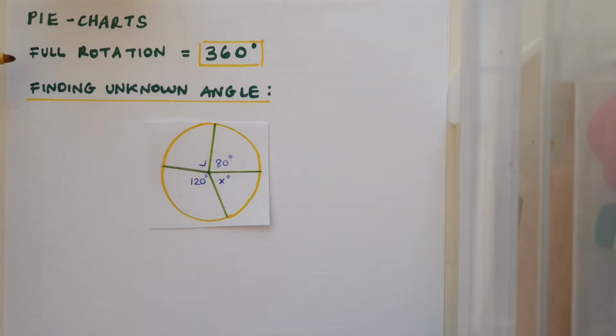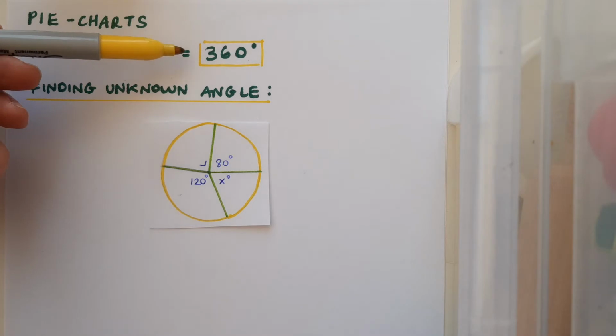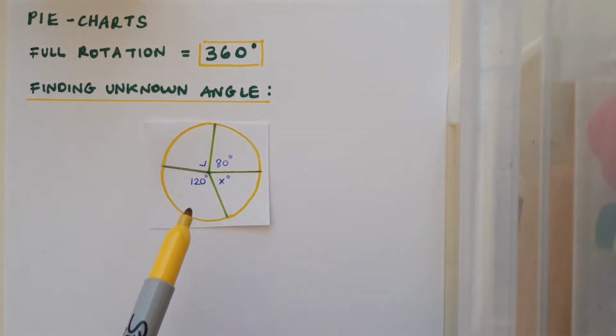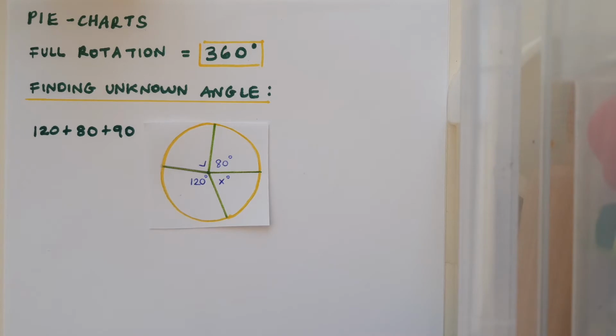Bear in mind, like we said a minute ago, a full rotation is 360 degrees. So the total of the angles in the pie chart must be 360. Pause the video at this stage, work out X yourself, and then play and check if you were correct. So I'm going to add these 3 angles together, giving me a total of 290. X will be 360 minus 290, so X equals 70.